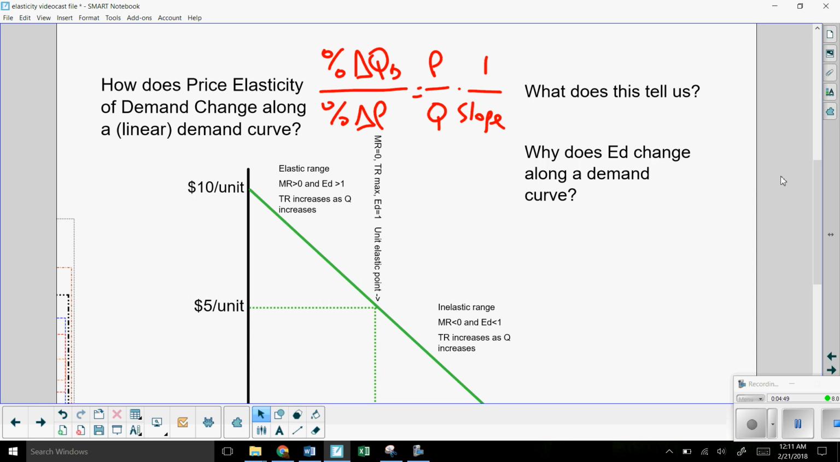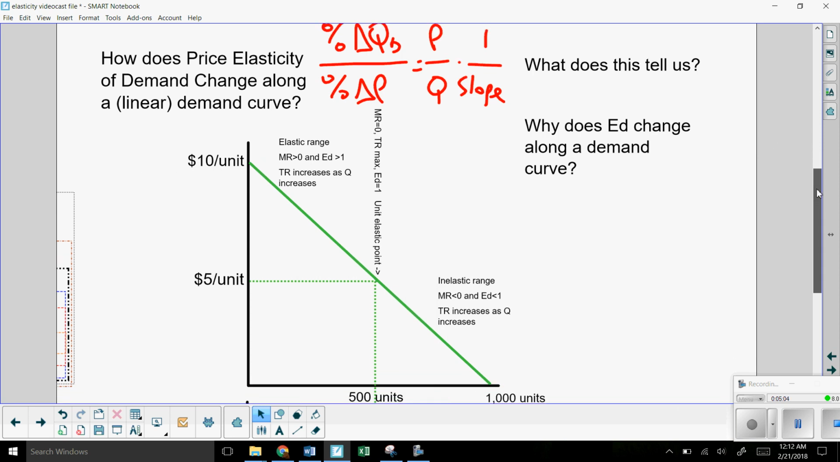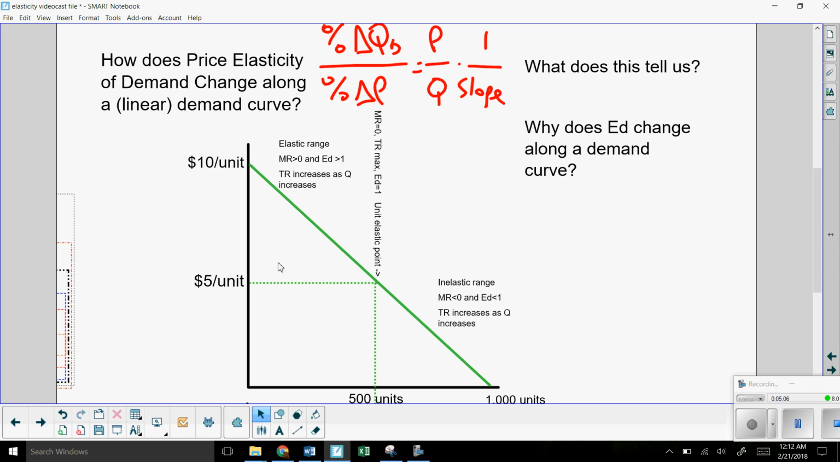All right. I have a sample demand curve here, and the questions that are driving my analysis right now are: how does price elasticity of demand change along the linear demand curve? What does that tell us? And why does ED change along that demand curve? So first, let's think about this demand curve we've got here. I have a demand with a linear downslope, right? Every time the price goes down by $1, 100 more people want to buy one.